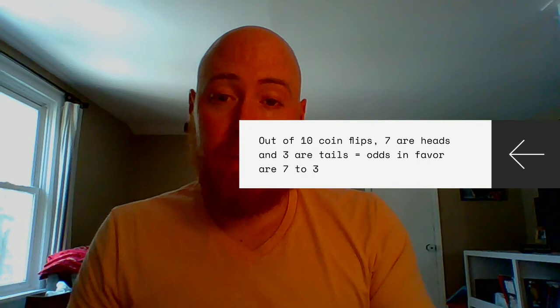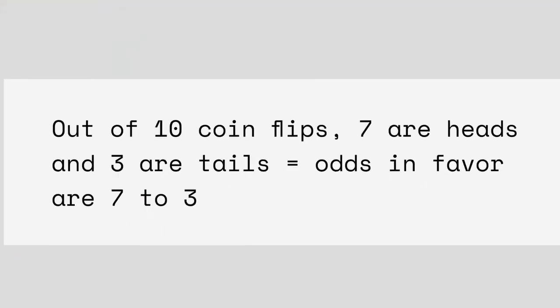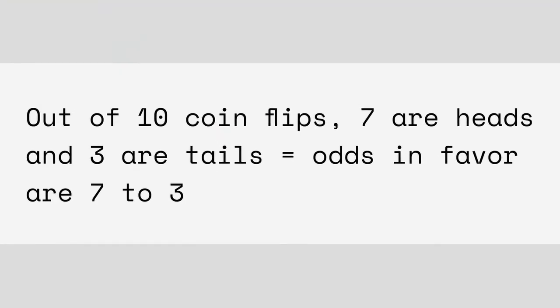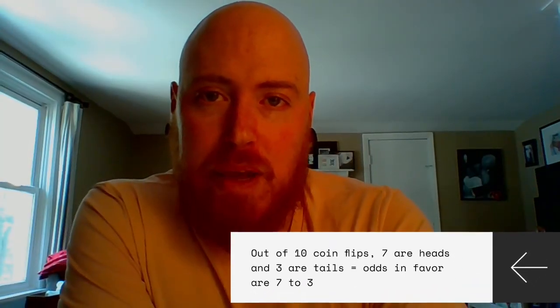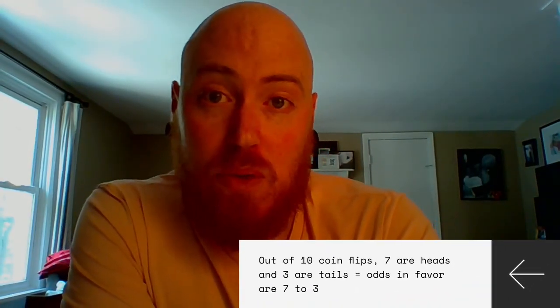Okay, so if I have 10 total coin flips, 7 are heads and 3 are tails, well, that means that the odds in favor of heads over tails is 7-3, right? Okay, and to calculate that as a percentage, obviously you would take the number of favorable cases, which is 7, and divide it by 10, which would give you a 70% chance of getting a heads over a tails. I mean, that's pretty simple, all right?